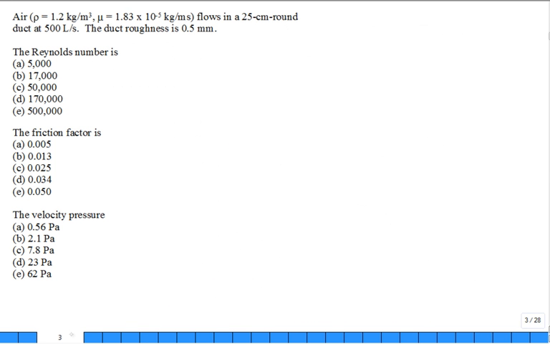All right, so let's spend a little time on this problem. You're given air with a density and viscosity, flowing in a 25 centimeter round duct at 500 liters per second, and the roughness is 0.5 millimeter for the duct. Can you calculate the Reynolds number? How would you calculate the Reynolds number? Get the rho from there.